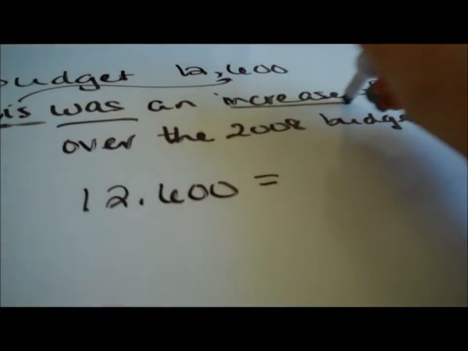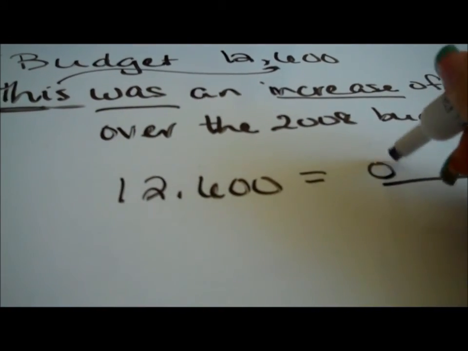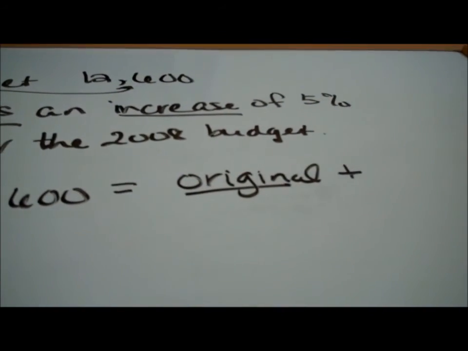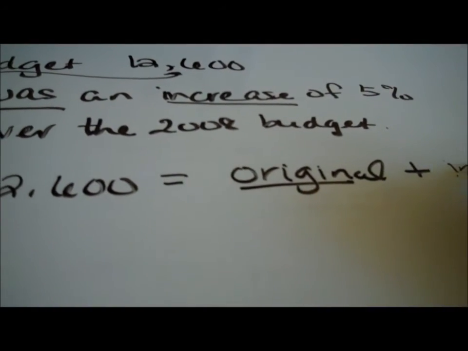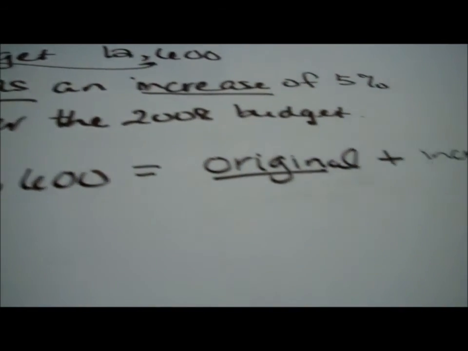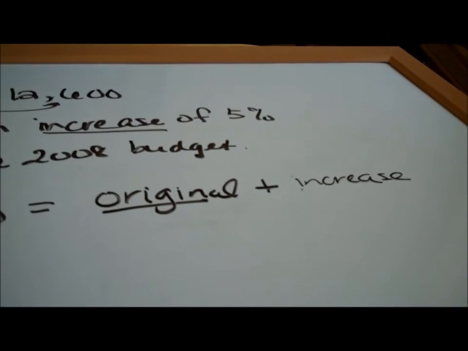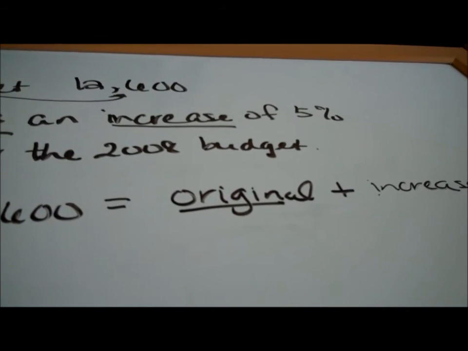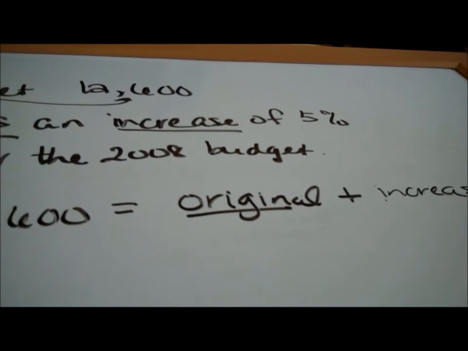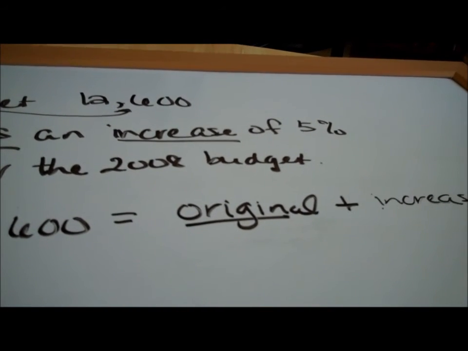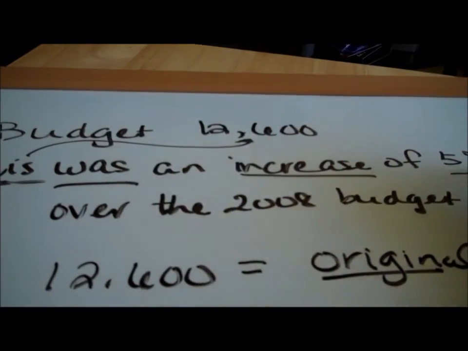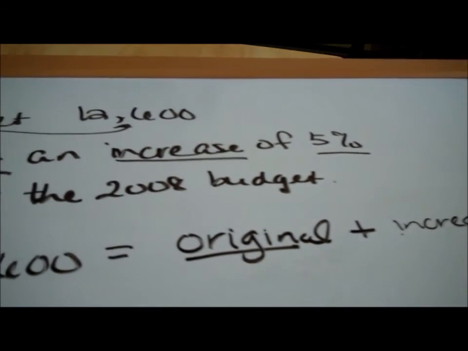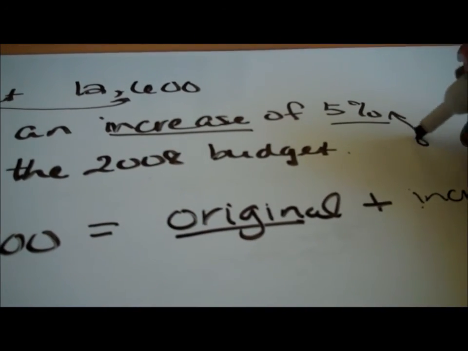Increase meaning that it went up from the original, was added on a certain amount to get that increase. Right? So to have an increase, we have to take the original amount and add something else onto it. So it says that it was an increase of, again, of meaning multiply, 5%. So 5% of what? So that's the question. 5% of what? 5% of the original budget.